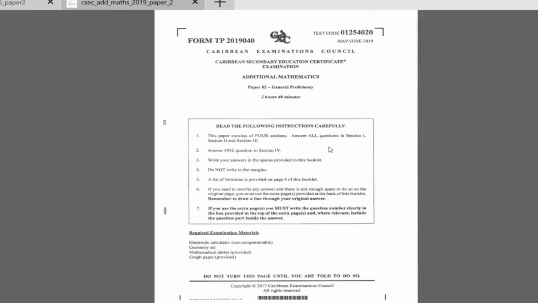For section 4, you can either do the statistics question, which I would highly recommend, or you can do the kinematics question, which is easier. I recommend statistics because that is the best topic in mathematics. That's just my opinion, but let's continue.